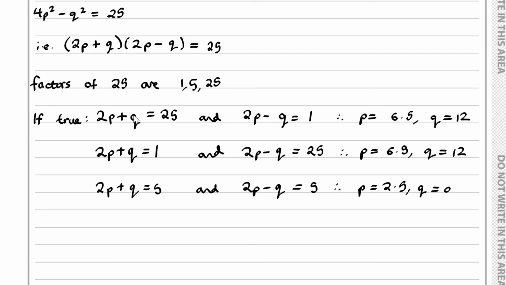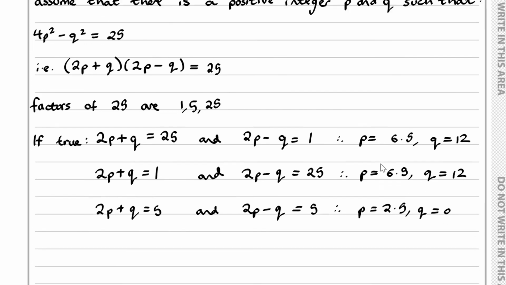So if true, we have 2p plus q equaling 25. That could be one bracket, and the other bracket could be 1. So we have 2p minus q equals 1. If we solve these simultaneously, we get p equals 6.5 and q equals 12. Similarly, if this bracket is 1 and this bracket is 25, we still get p equals 6.5, q equals 12. Or we can have both brackets being 5. So we have 2p plus q being 5, and 2p minus q being 5, so 5 times 5. If we solve those simultaneously, we get p equals 2.5 and q equals 0.